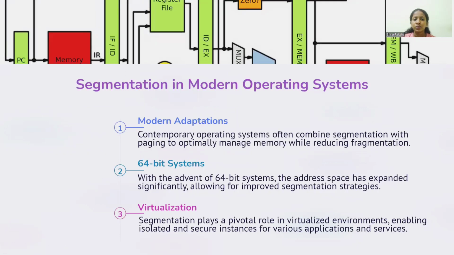Next is segmentation in modern operating systems. It involves modern adaptations, 64-bit systems, and virtualization.